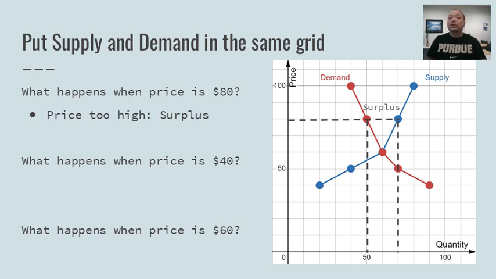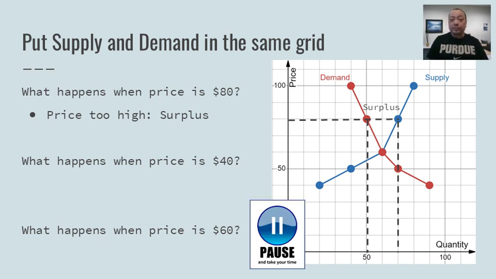That situation is called a surplus. When the price is too high, there's a surplus. That's the situation at $80. If you haven't done $40 and $60 yet, go ahead and press pause and do it now. If you have, let's move on.